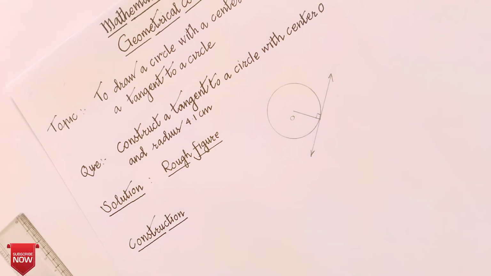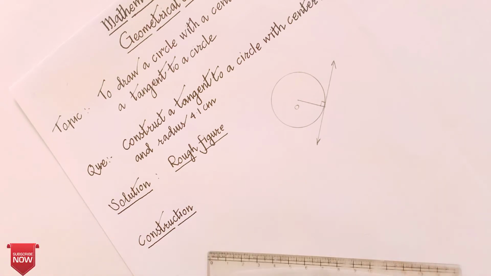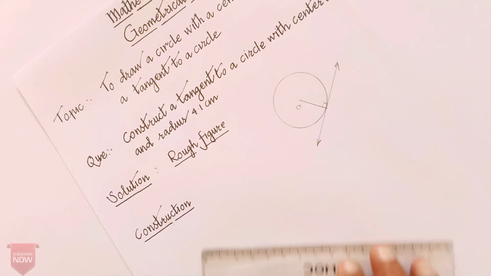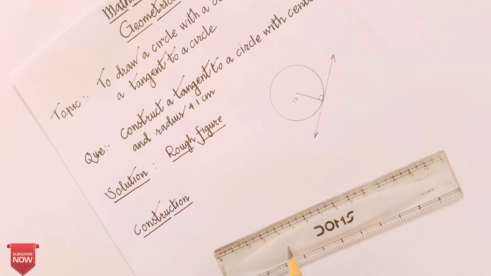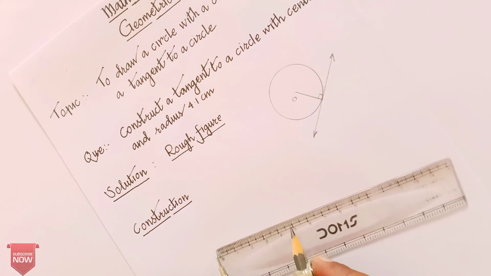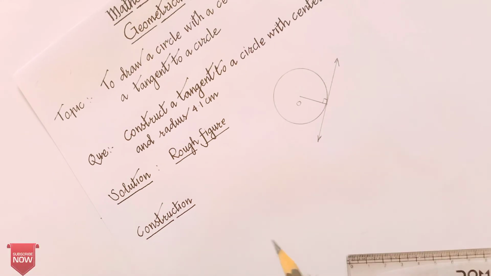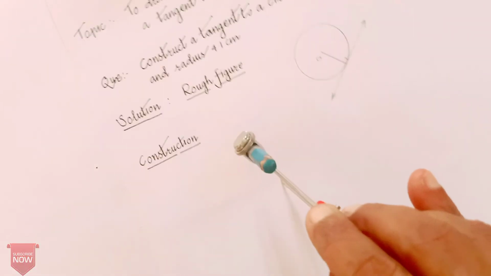For that we require a rounder. In a rounder you take a distance equal to 4.1 centimeter. Now you see the scale, and you must know how to take a distance. This is the needle, and you keep this needle on a point, this point, that is the 0, and 4.1. You count this. This is the 4.1. Now draw this circle.